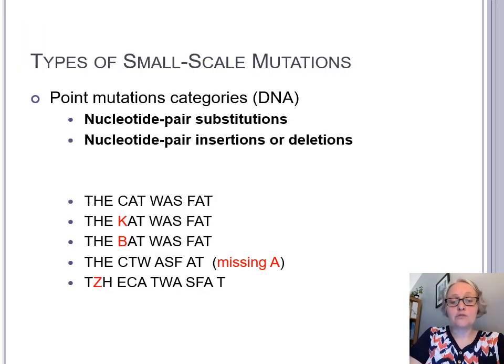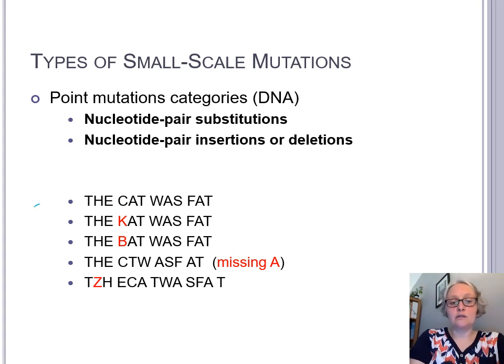There are different types of small-scale mutations. Within point mutations at the DNA level, we can differentiate between nucleotide pair substitutions and nucleotide pair insertions or deletions. It's really nice. The vocabulary makes sense. They are exactly what they meant.